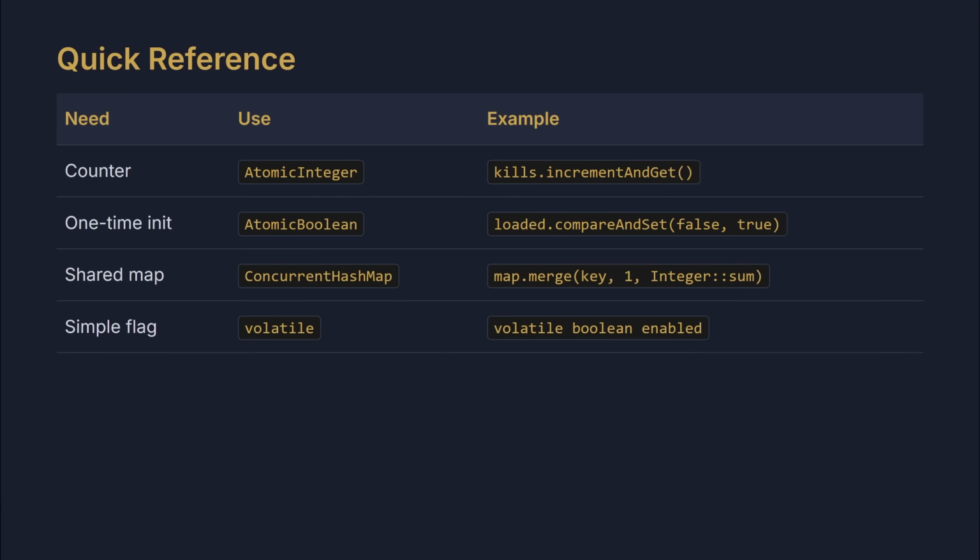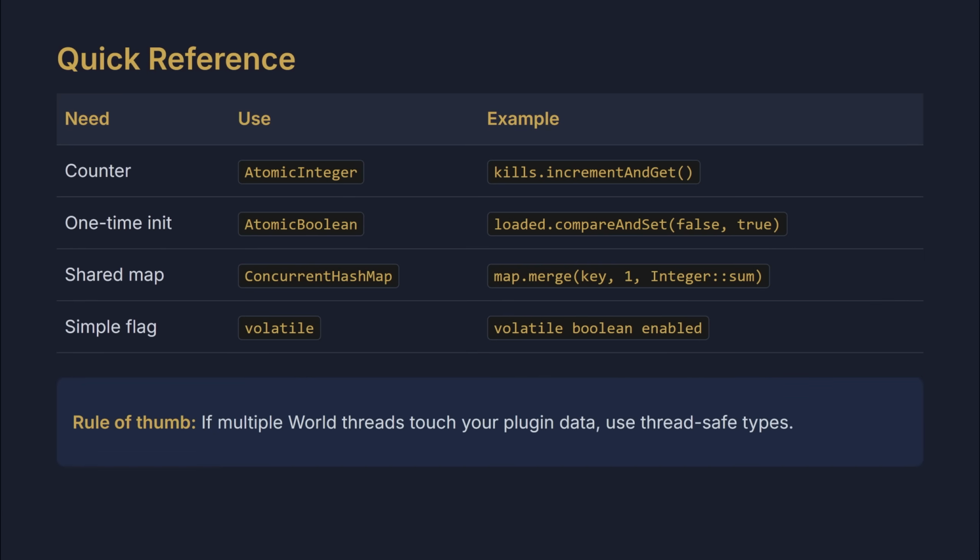So here's a quick reference. If you need a counter, use AtomicInteger. If you need a one-time init, use AtomicBoolean. If you need a shared map, for example, use ConcurrentHashMap. And if you need a simple flag, use volatile. The rule of thumb is, if multiple world threads touch your plugin data, use thread-safe types.